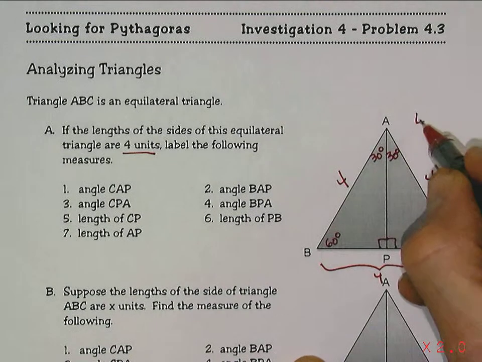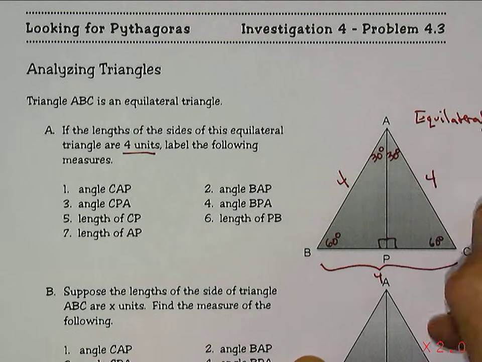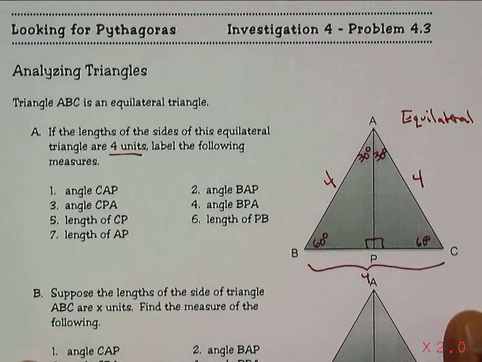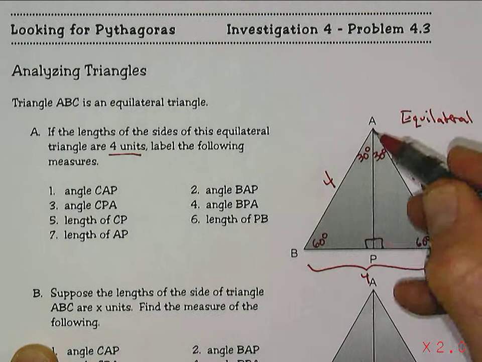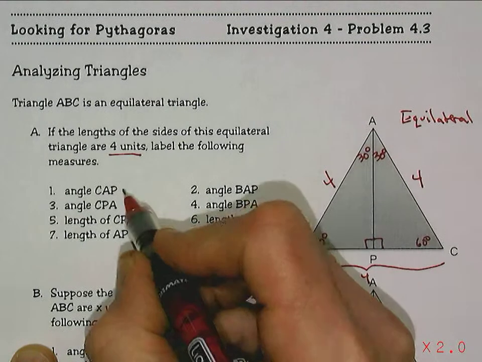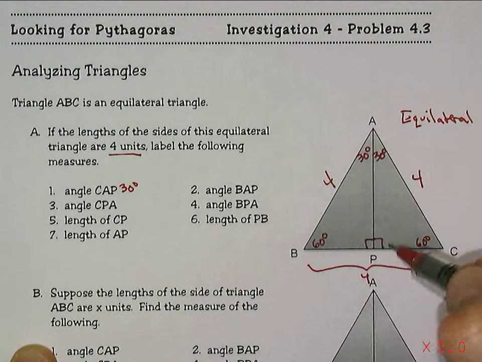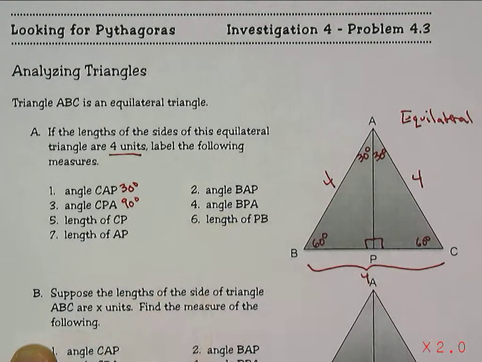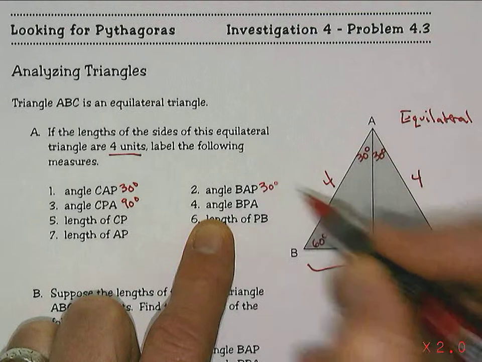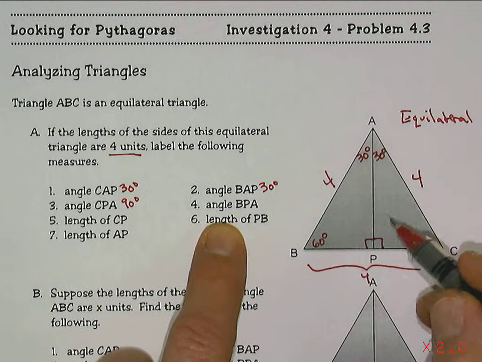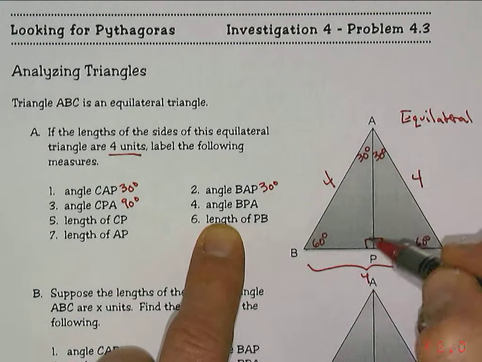Equilateral meaning all the sides are the same length, equal sides. So this is an equilateral triangle. And if we look at some of the angles now, angle CAP, this angle right here, is 30 degrees. And CPA, this one right here, is 90 degrees. And BAP is 30 degrees. So we have a bunch of angles. Angle BPA, this one right here, B to P to A, is 90 degrees.